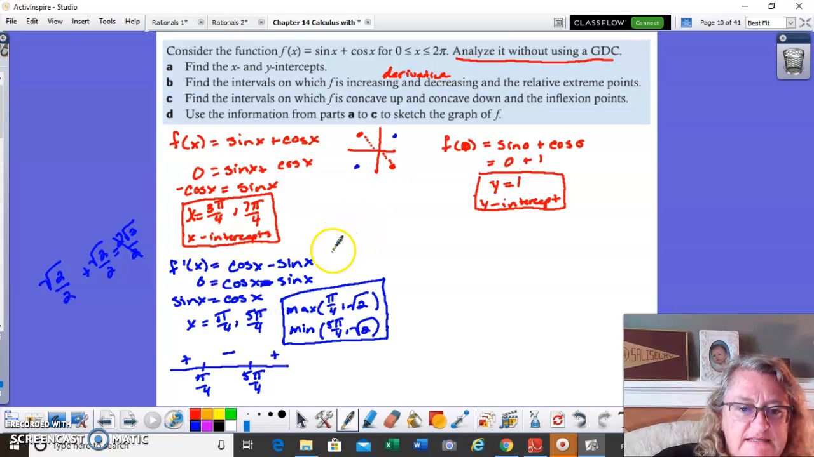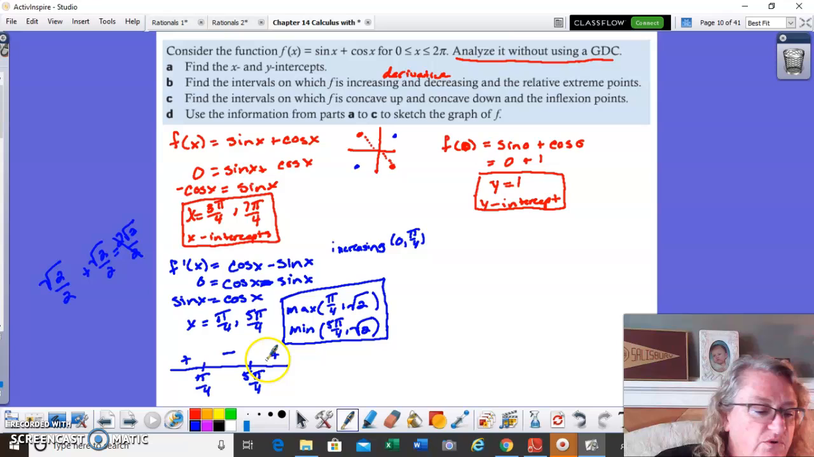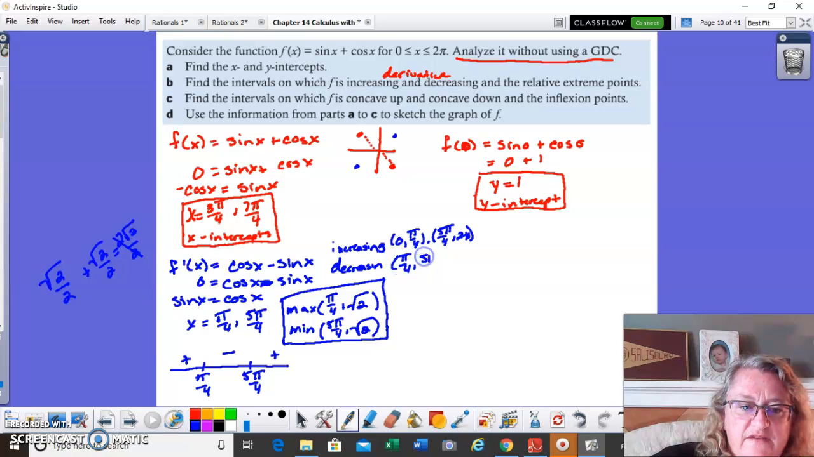And we can also say that it is increasing. It's increasing from, where did we start? We started at 0. From 0 to pi over 4. It's going to be increasing again from 5 pi over 4 to the end of the graph, which is 2 pi. And it will be decreasing in between those two, so from pi over 4 to 5 pi over 4. Okay, all of this stuff is going to help us make a very accurate graph of this function without a calculator.